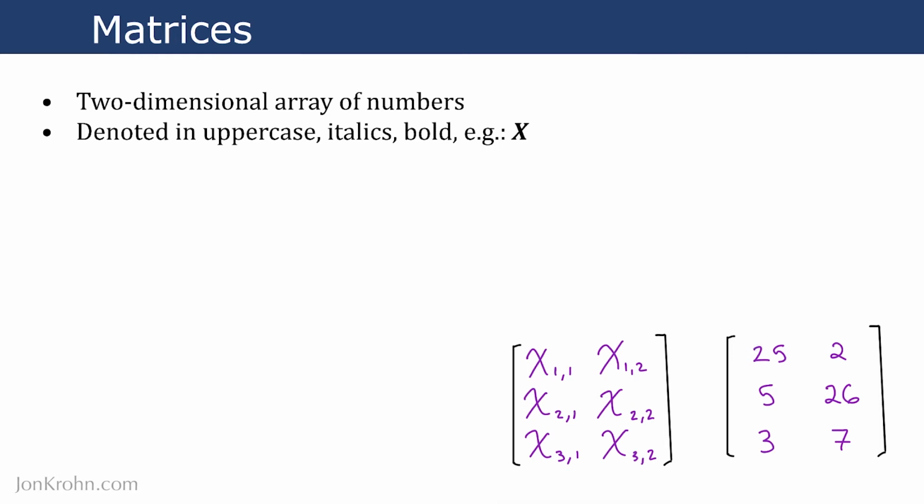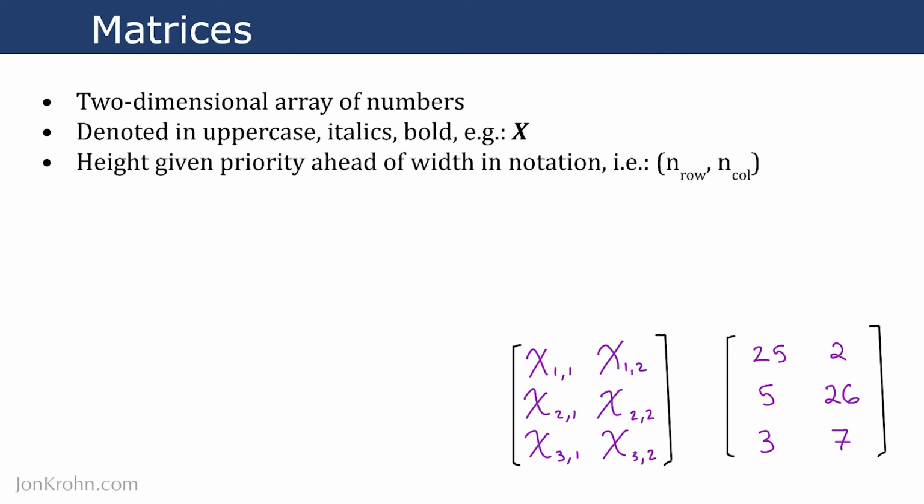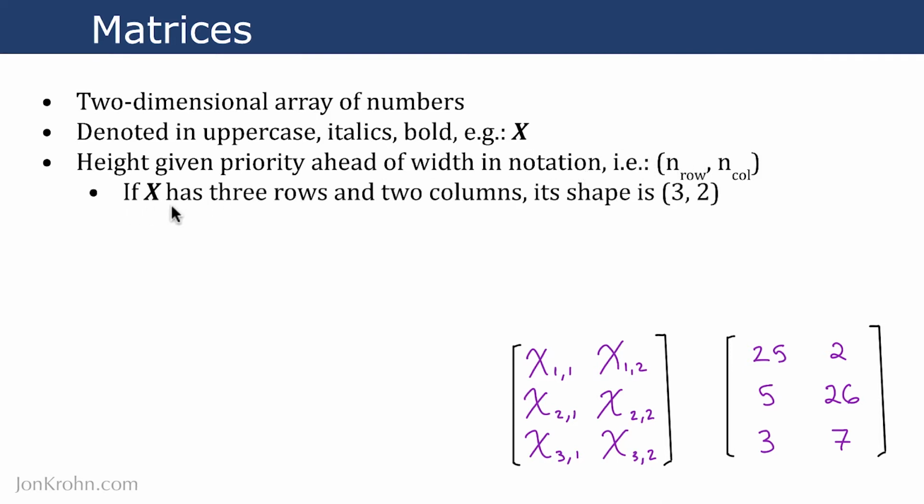So we denote matrices in uppercase, italics, and bold, for example, X like this. This is in contrast to vectors, which were also in italics and bold, but in lowercase. When we denote the dimensions of a matrix, height is given priority ahead of width in notations. So as an example, if the matrix X, like our matrix X here, has three rows and two columns, its shape is (3, 2), and we use round brackets around those two dimensions.